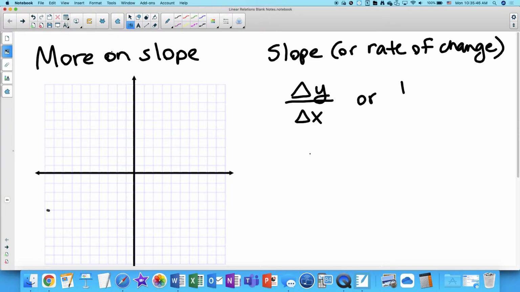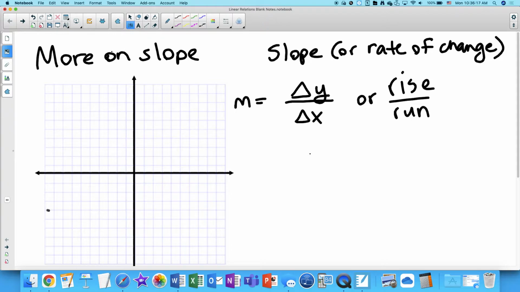We could also express that as rise over run, because our rise is our vertical change, and vertical is the dependent variable, right? Our run is the horizontal change, and that's the independent variable, okay? The letter that we usually use to represent slope is the letter m. Okay, so I'm going to use that letter instead of the word slope.